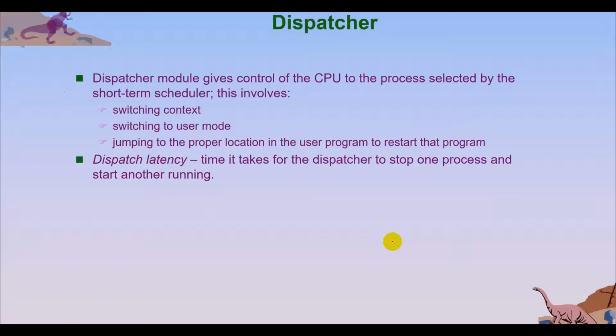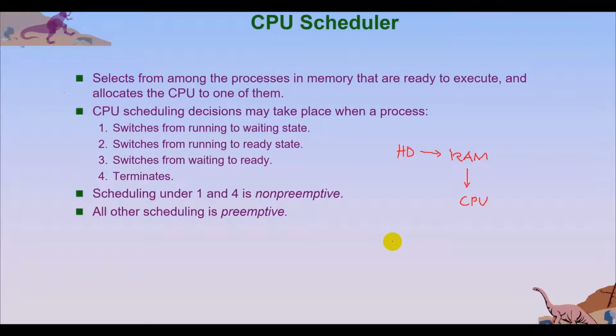So the dispatcher module gives control of the CPU to the process selected by the short-term scheduler. This involves context switching, switching to user mode, and jumping to the proper location in the user program to restart the program. Basically, the dispatcher is more on the control, whereas the scheduler picks or selects among the processes on the RAM for execution on the CPU.